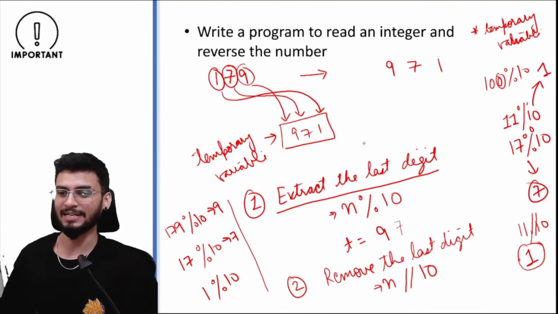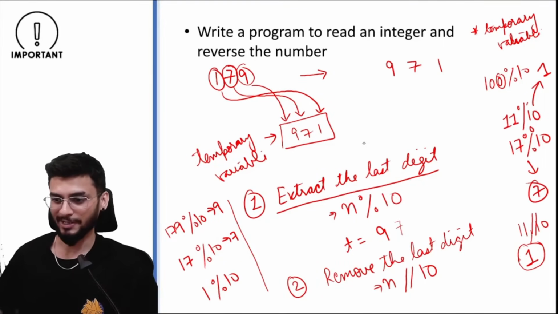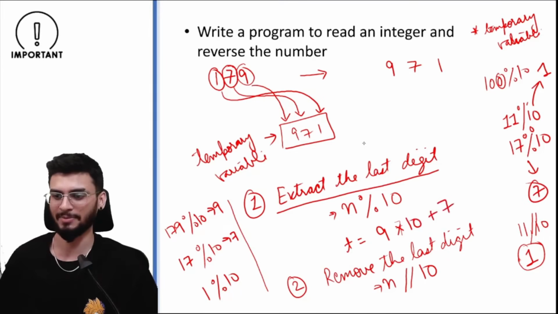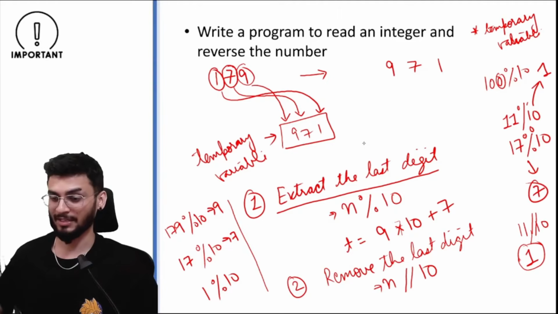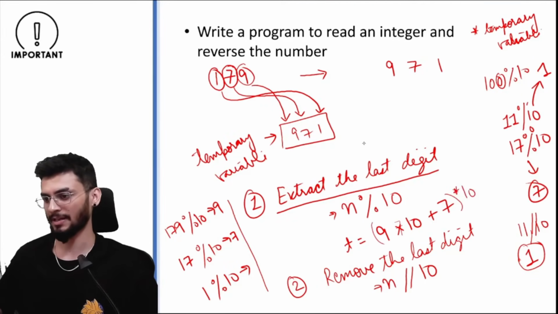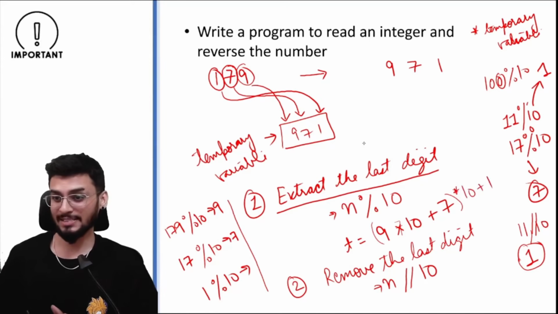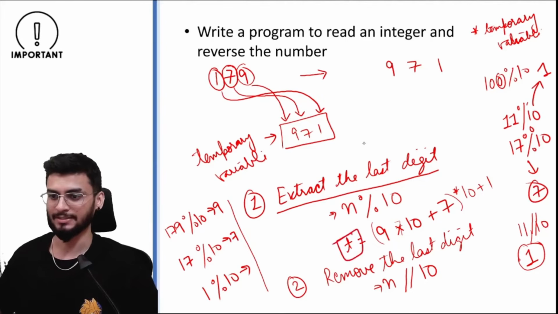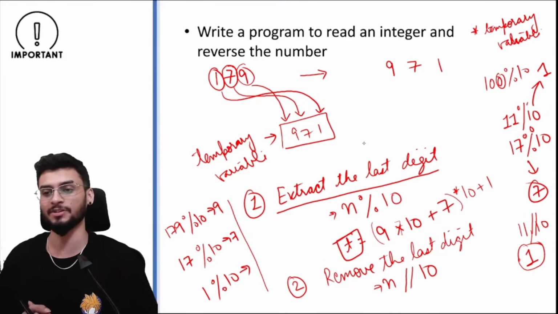But what is the calculation that is necessary? So in order to do this, we multiply 9 by 10 and then we add 7, right? It is simple mathematics. Then we again remove the last digit, which is 7. We get 1, right? And then we again multiply the entire thing by 10 and then again add the last digit. So this is a way you can actually reverse the number entirely and print the value of t. This temporary variable will store your reverse number.